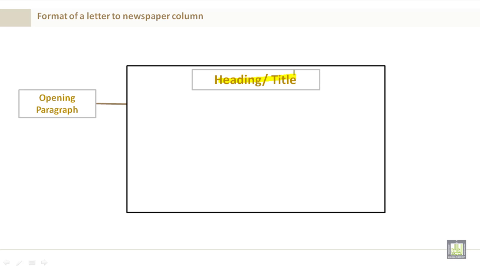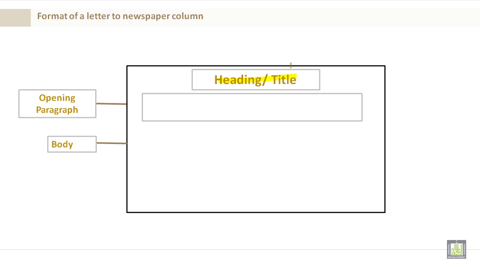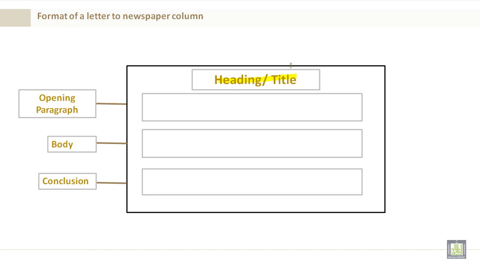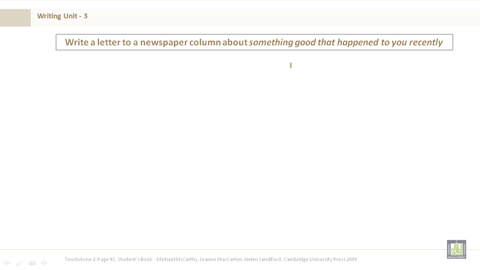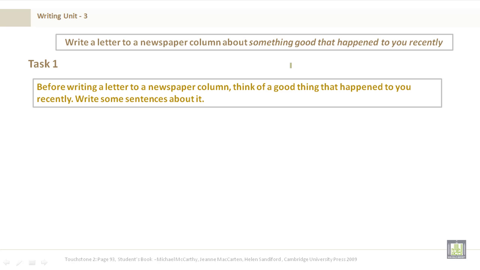You have your heading and title, your opening paragraph, your body, and your conclusion. Now, when you write a letter to a newspaper column, it's usually about something good that happened to you recently, in the example in our class. So in task one, before writing a letter to a newspaper column, think of a good thing that happened to you recently. Write some sentences about it.